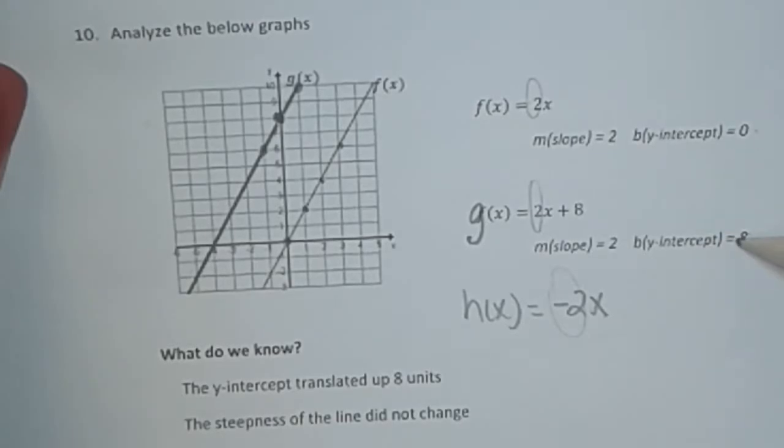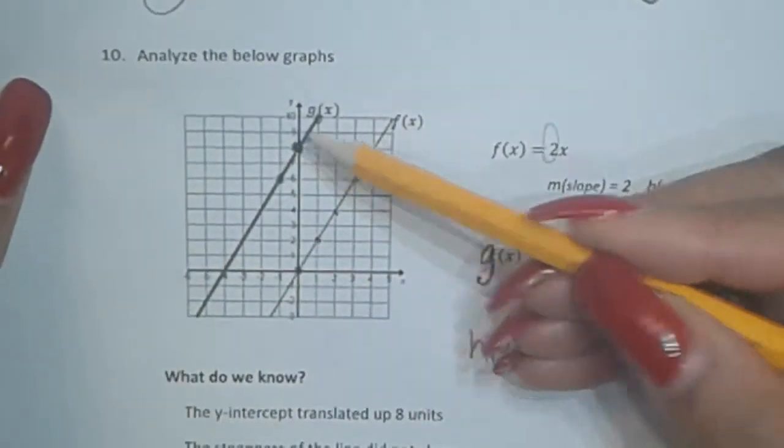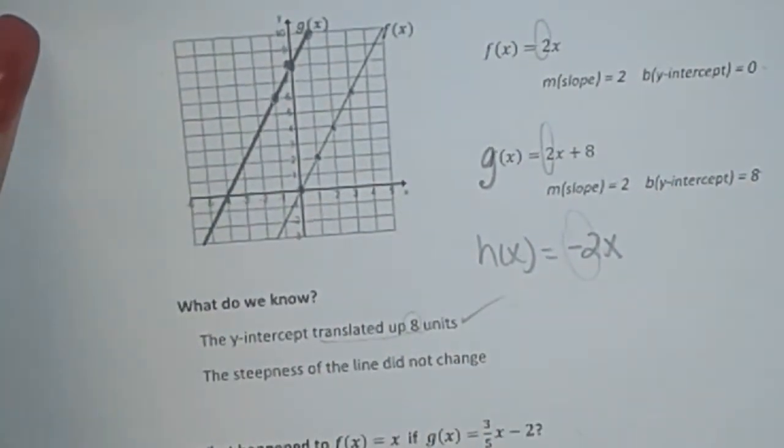Now let's talk about the y-intercepts. That's easy. This shifted up 8 units. So it translated up 8 units.